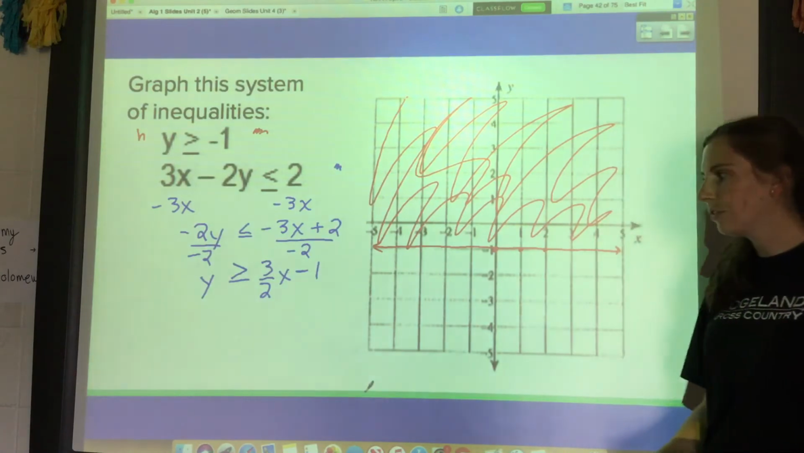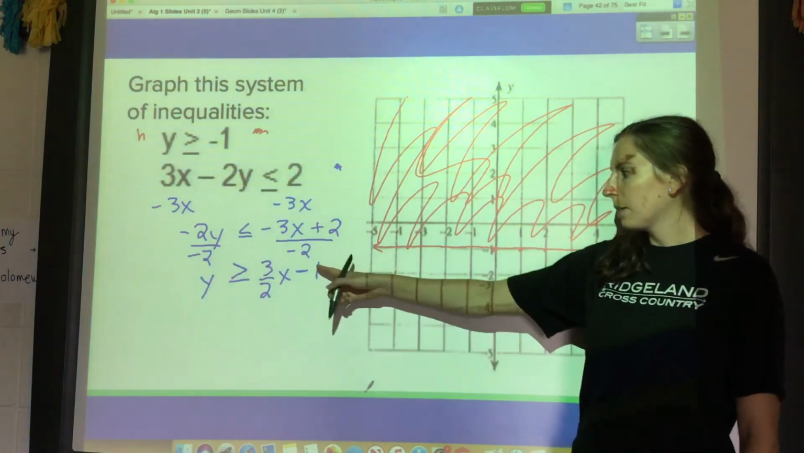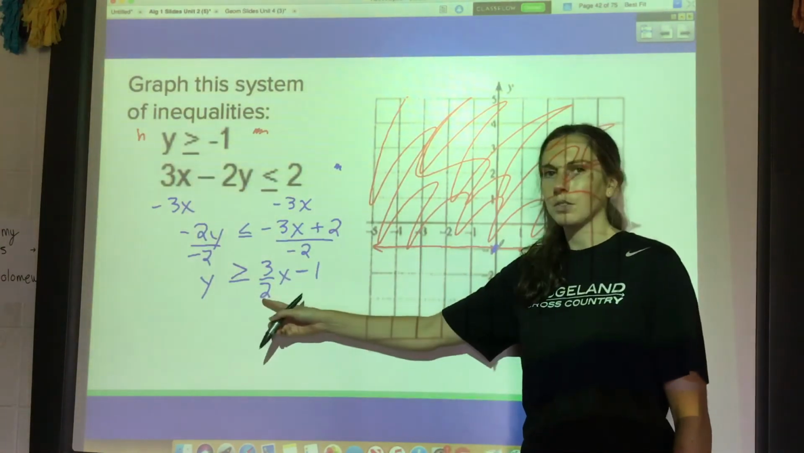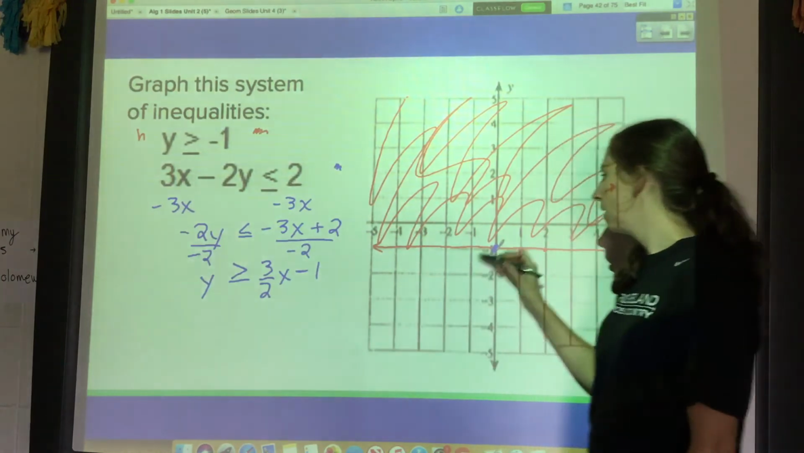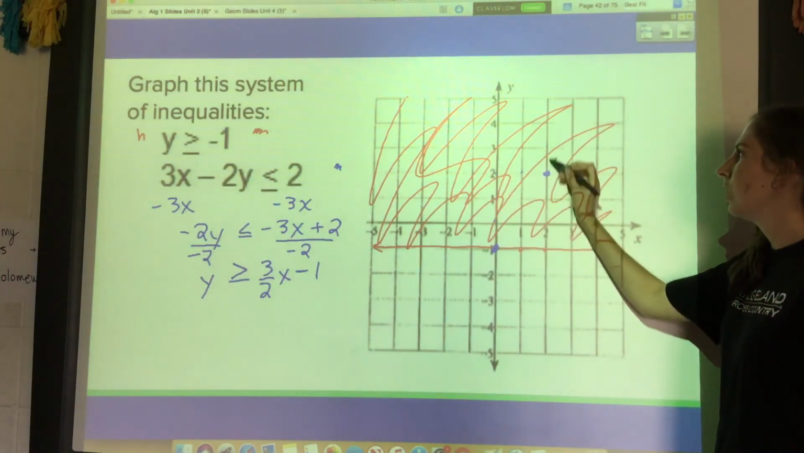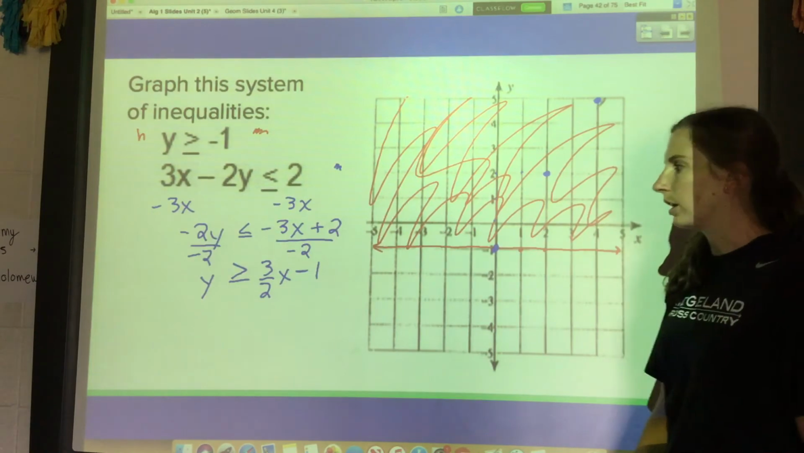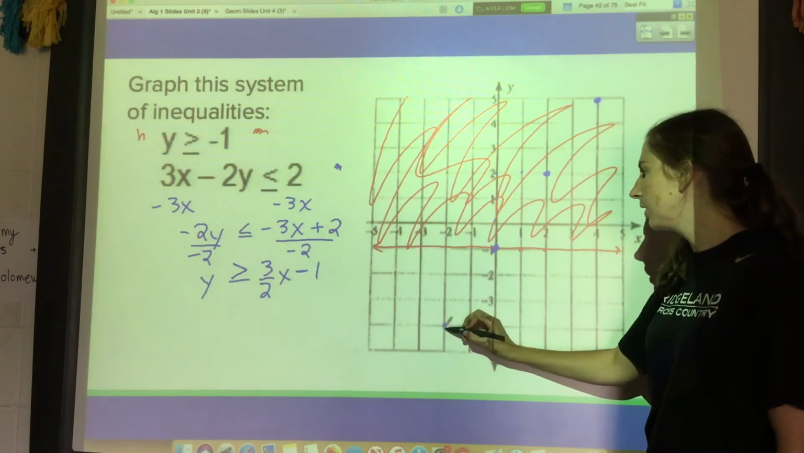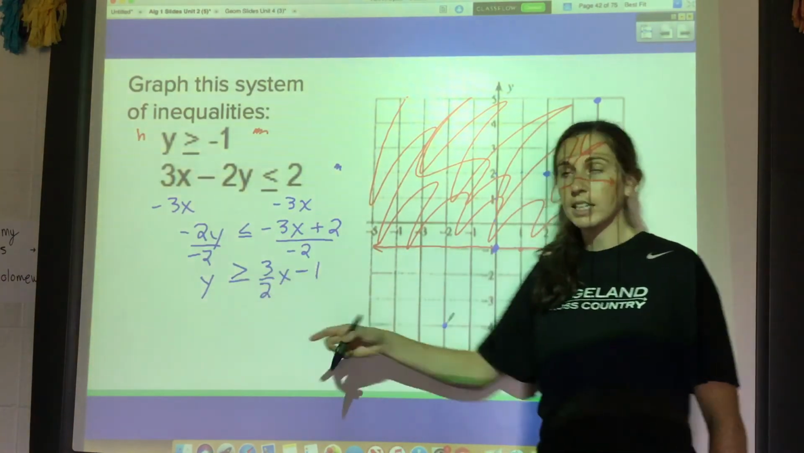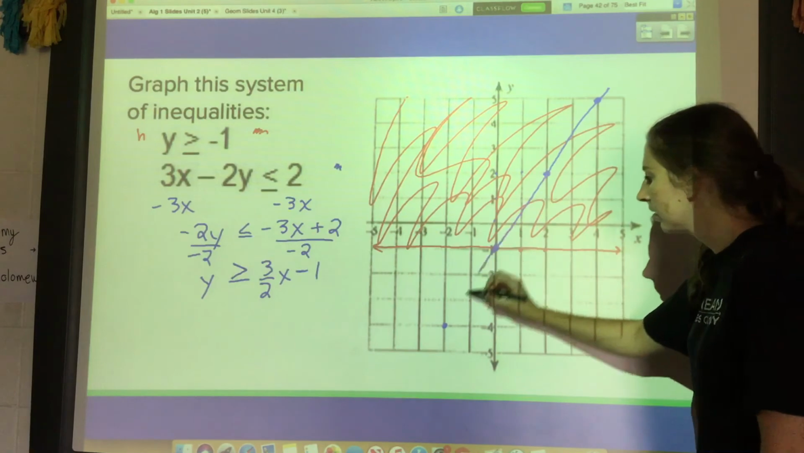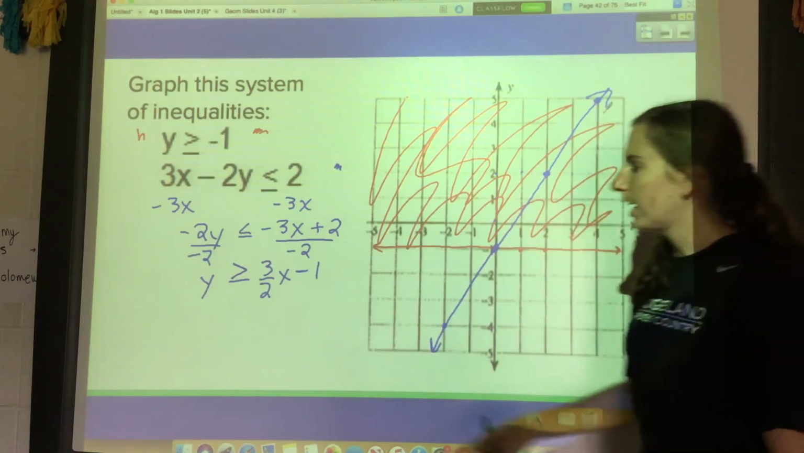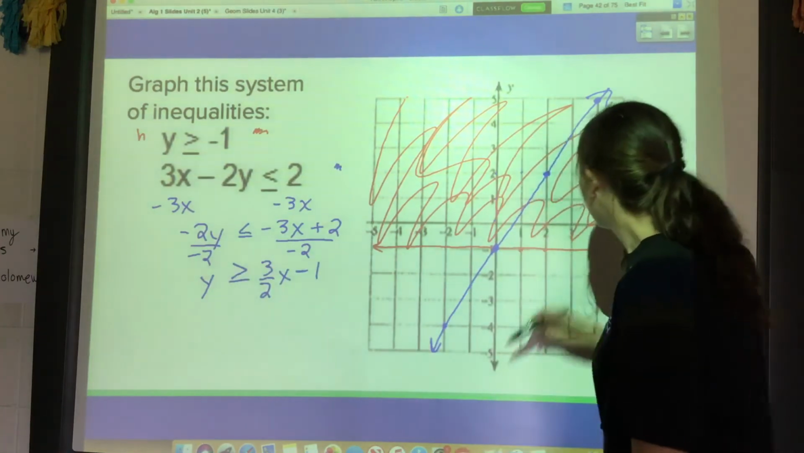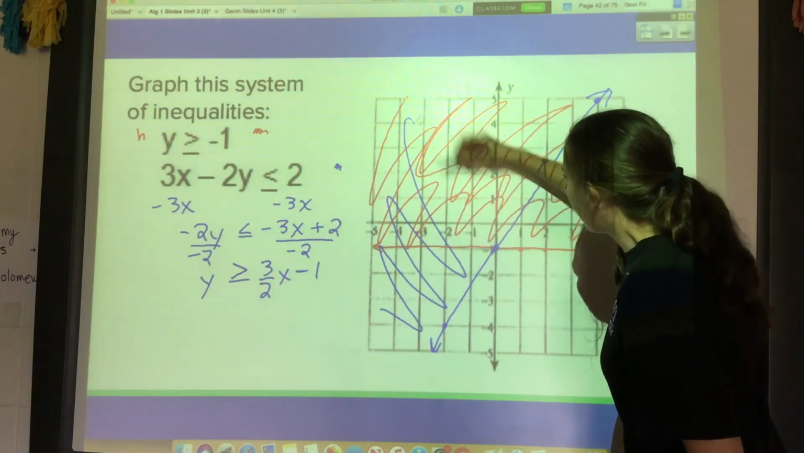Now that I have y by itself, I can graph that line. So the y-intercept is negative 1, that's here. The slope is 3/2, so up 3 over 2, up 3 over 2, up 3 over 2. Or you could leave it as negative negative and go down 3, left 2. It's a solid line because it is equal to the line. And I'm going to shade above it because it is now a greater than. It was a less than, but now it's a greater than. So I'm going to shade above the line.